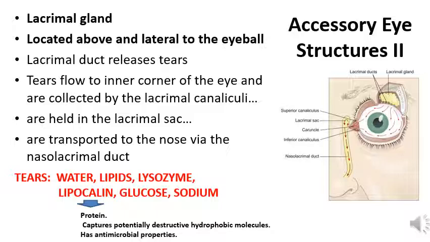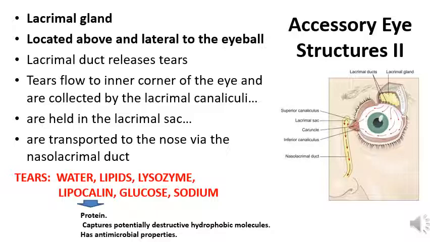The lacrimal duct is going to release those tears at the top of the eye, and they're going to flow across the eye surface. And this is amazing to me. I never realized this: when those tears flow across the surface of the eye, they are ultimately going to be collected by something called the lacrimal canaliculi, which is nothing more than a teeny tiny little canal that is going to be draining into the nose via something called the nasolacrimal duct.